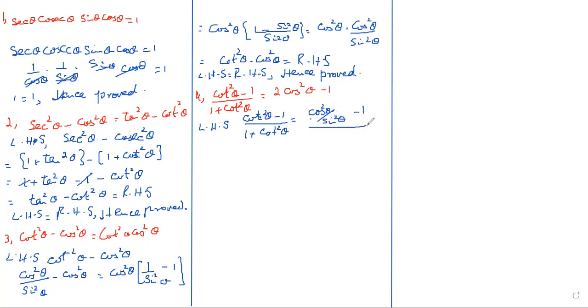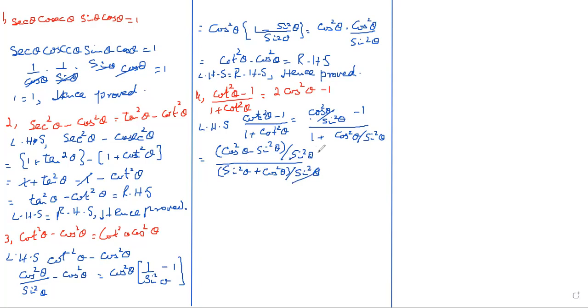Minus 1 divided by 1 plus cosine square theta over sine square theta. So now the numerator will be cosine square theta minus sine square theta divided by sine square theta, and the denominator will be sine square theta plus cosine square theta divided by sine square theta.